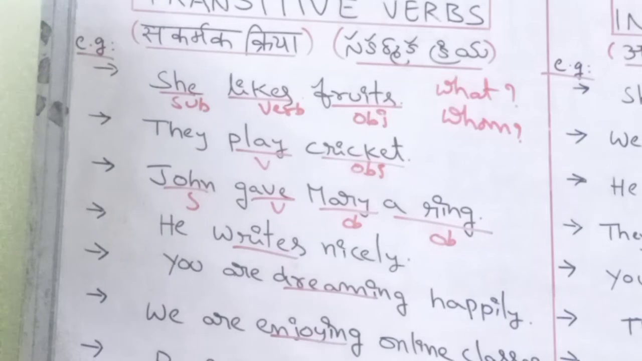So there are two types of objects: direct objects and indirect objects. All human beings and animals, all animate things, will become indirect objects.